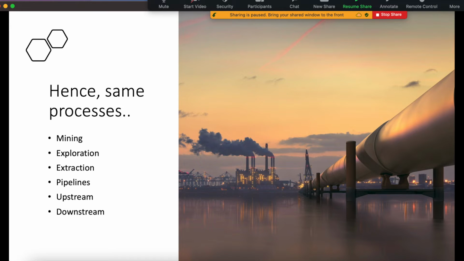In data, these are the keywords which we are using: mining data, exploring data, extracting data, pipeline, upstream, downstream. These are the same words used in data also. Even in our programs, we used to create a pipeline. When in a meeting or some corporate discussion, we will be discussing how the pipeline is.